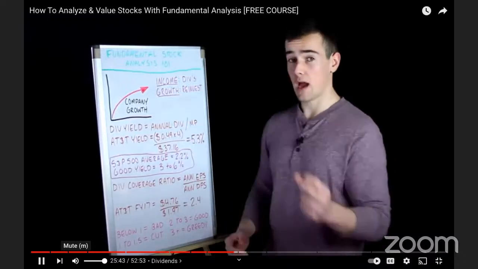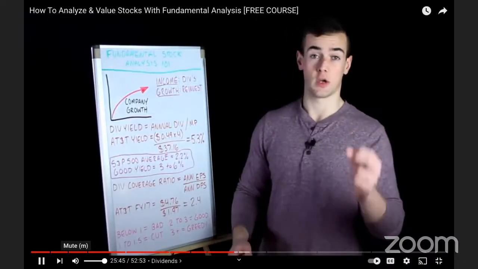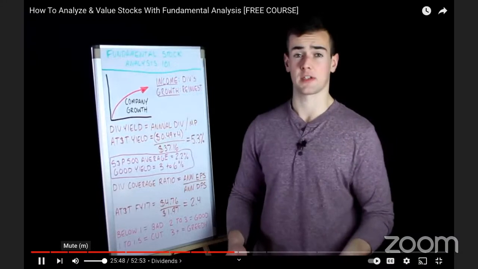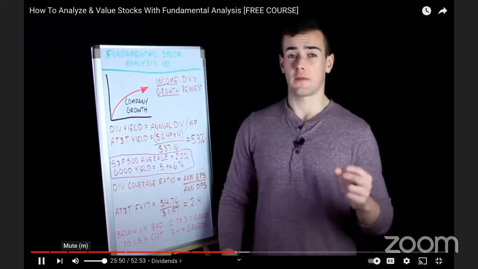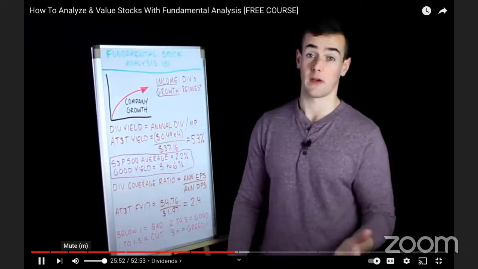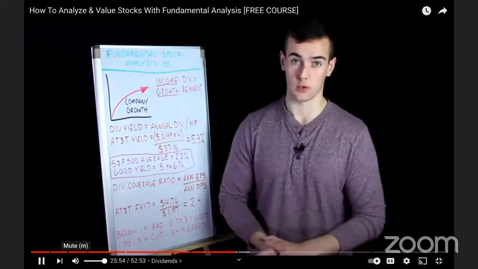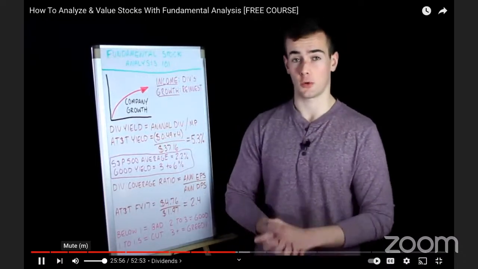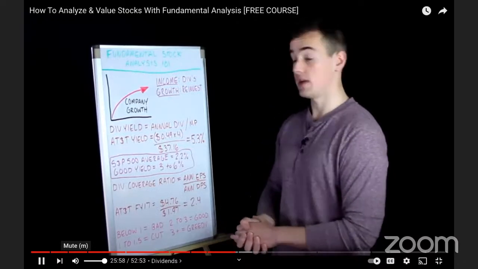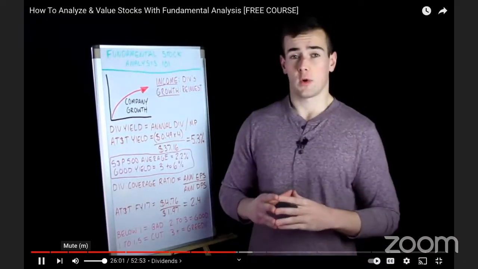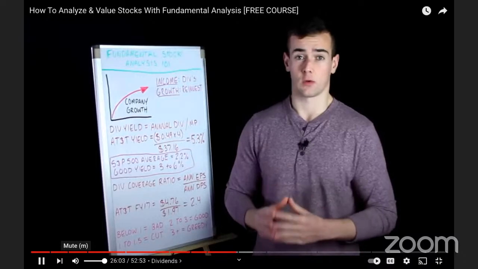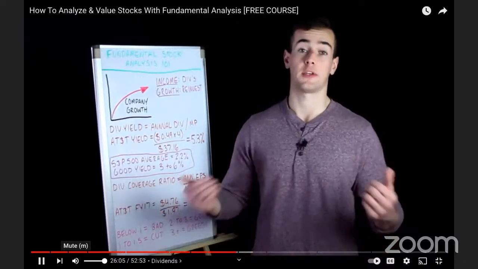But anyways, the way you calculate that is by looking at the dividend coverage ratio. And this is very simple to figure out. And this might be something you have to calculate on your own, because I have yet to find a resource that does this for you. But all you do is you take the annual earnings per share and divide it by the annual dividend per share. And that gives you an idea of how much of the earnings they are passing along to shareholders and how much of the earnings they are keeping for themselves.